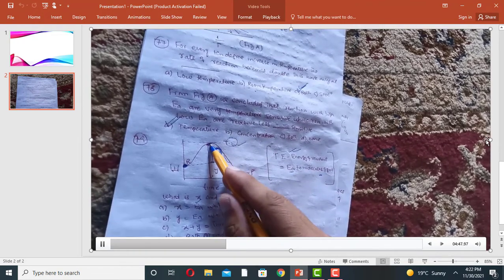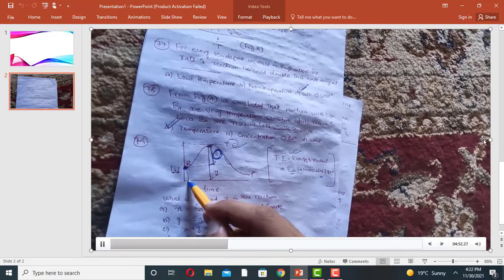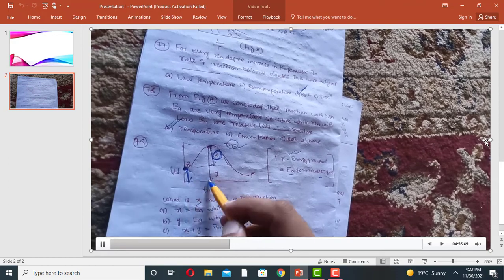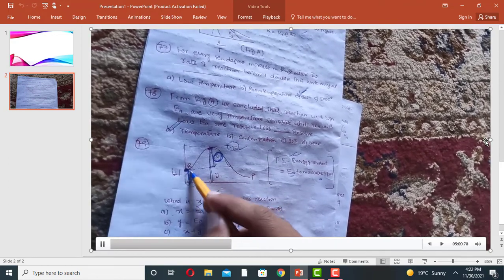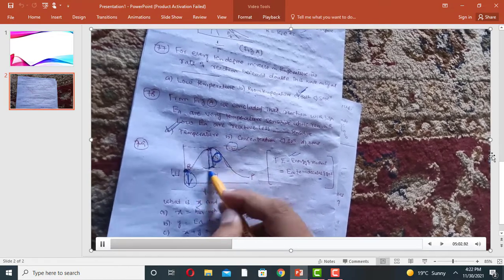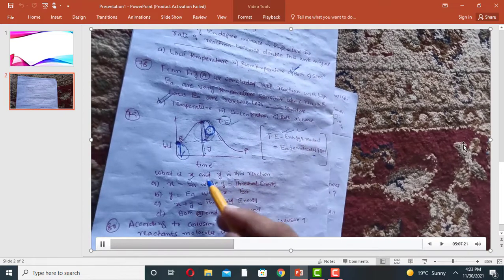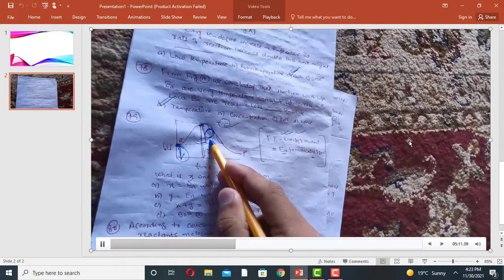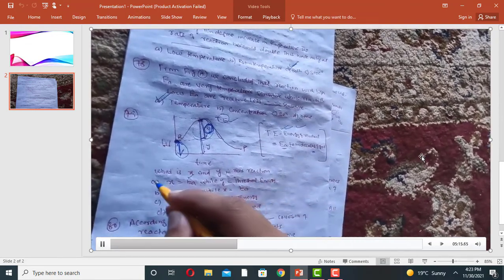This is the threshold energy, and this is the energy of the reactant molecule. So the threshold energy minus the energy of the reactant molecule gives us this energy, which is nothing but the activation energy, from this relation. So in this figure, X is the activation energy and Y is the threshold energy. Yes, this one is correct.